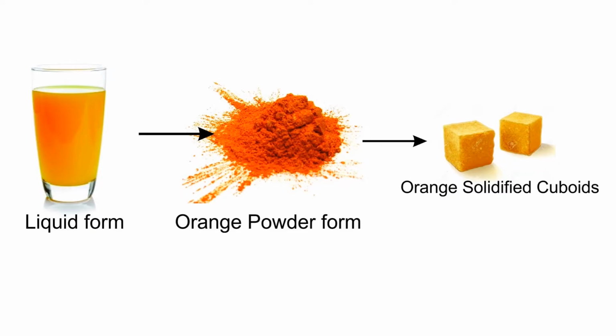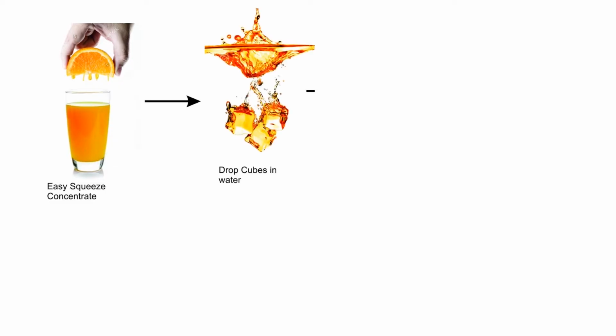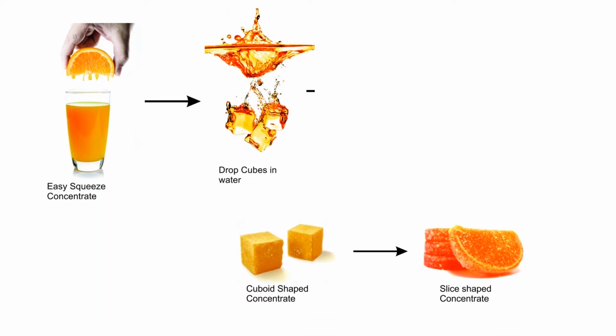Let's think about the processes that we can substitute. For example, instead of squeezing a piece of orange into water, you may as well drop cubes of ice to dissolve in the water, and those cubes of ice would be infused with the orange flavor. However, the idea of having cuboid-shaped concentrate already exists in the market. So we may as well consider, what if we actually provide slice-shaped concentrate? Perhaps this would be something new that customers would be interested in buying and trying.